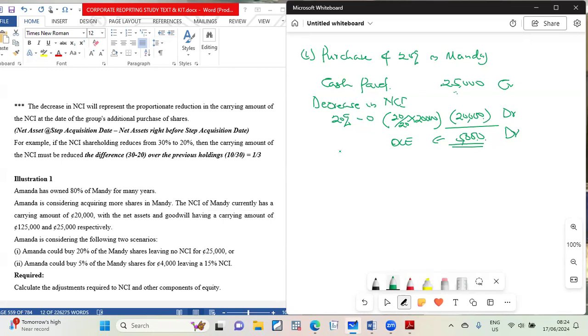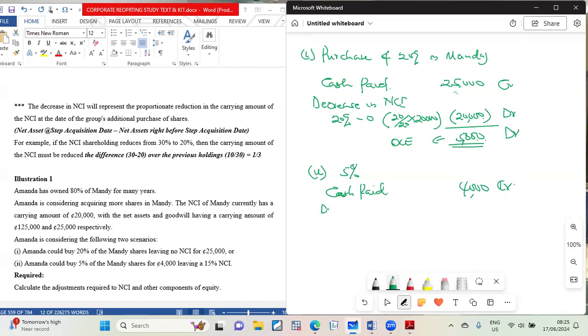Now, what is the second situation? In the second situation, we have Amanda doing just 5%. So the same thing, the cash paid. Here she's doing only 5%. Cash paid for the 5%, and she's leaving 15% NCI, and the cash paid is 4,000. So we will credit our cash.